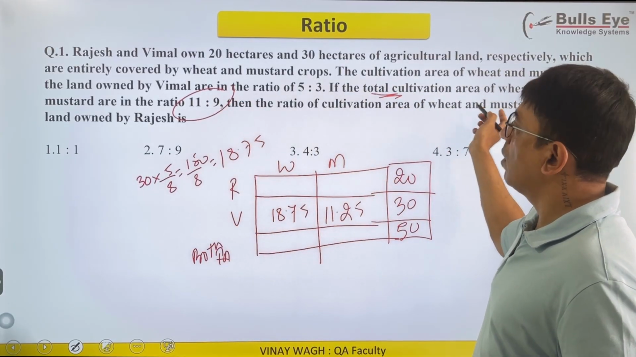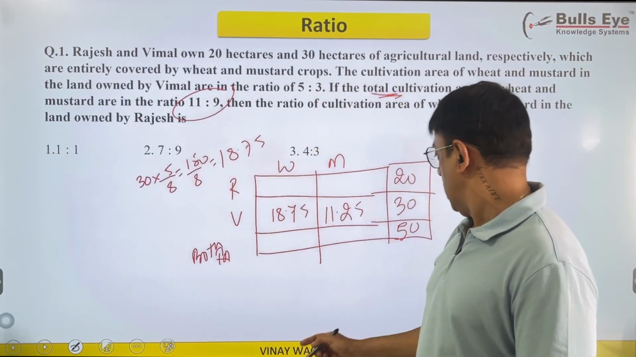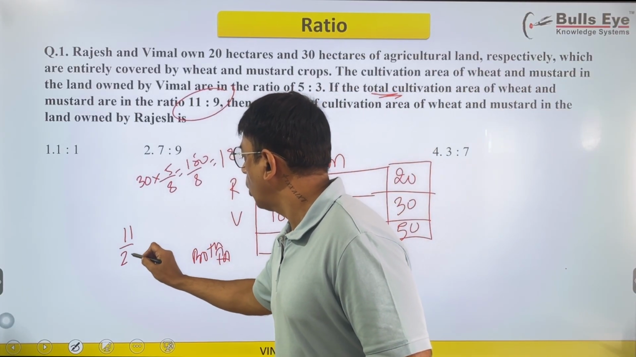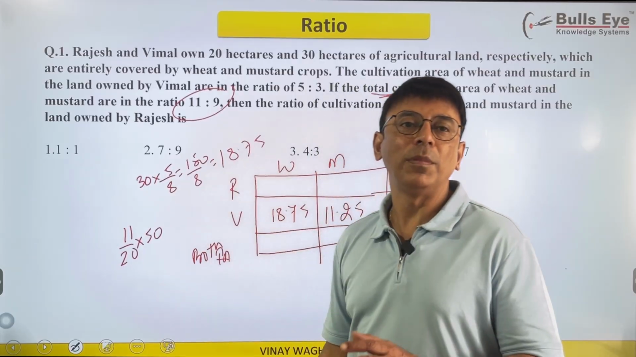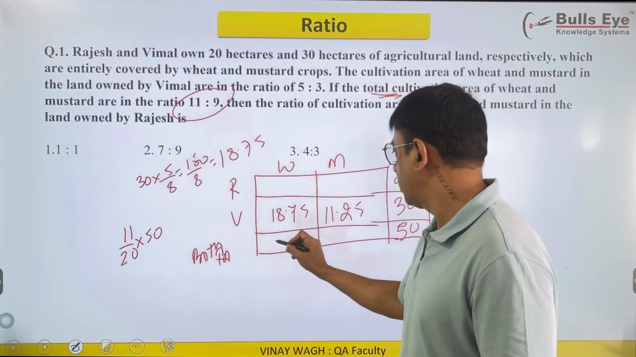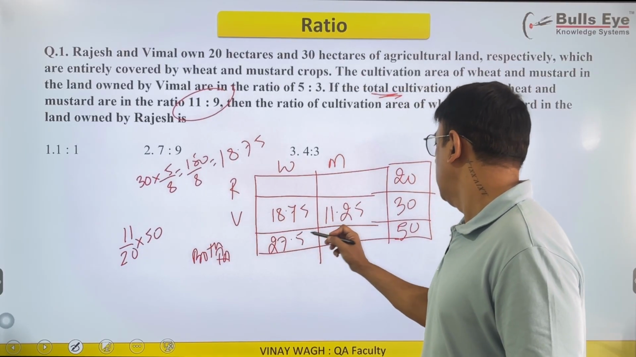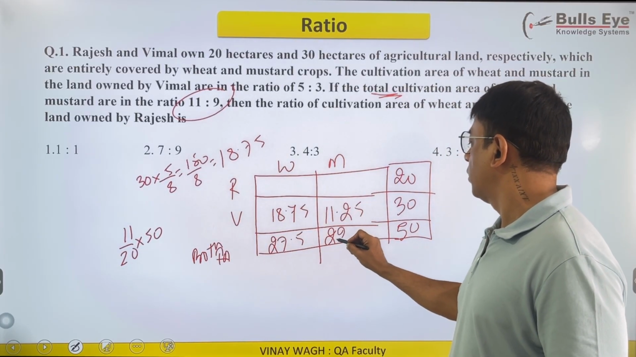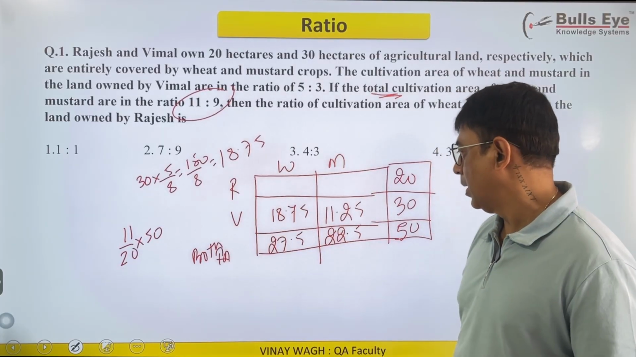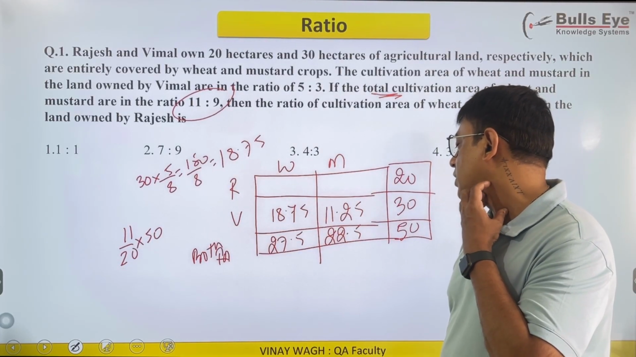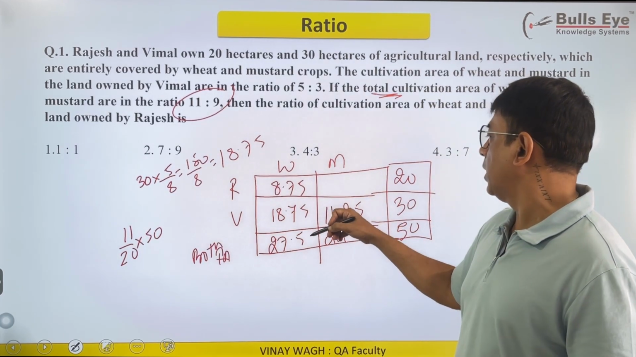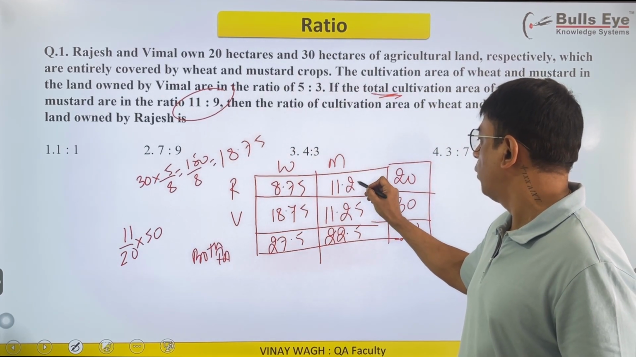Total cultivation area for wheat and mustard is this much. And total is 50. So 11/20th of 50 will give me the wheat area. So 55 divided by 2 is 27.5. And 50 minus 27.5, this is 22.5. So how do I get this? This minus this. 7.5 and 1.25, that's 8.75. 20 minus 8.75 is 11.25.